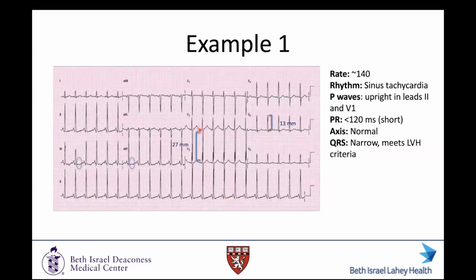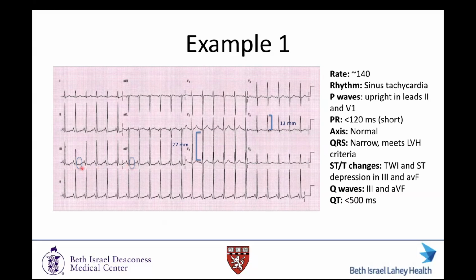And then we see that our QRS complex meets LVH criteria. So here I'm applying the Sokolow-Lyon criteria, and if you add these two, it's greater than 35. You're also seeing some concurrent ST changes. So over here and over here, there are some T wave inversions and ST depressions in 3 and aVF. We also see some slight Q waves in these leads, and our QT interval is less than 500.